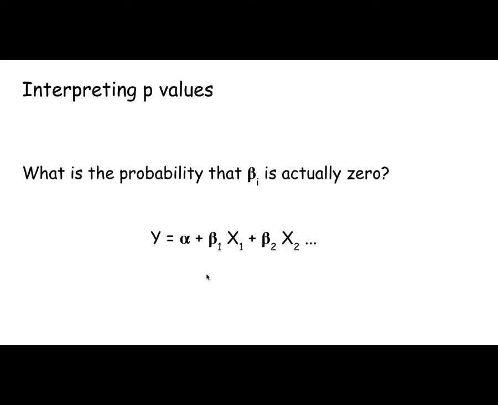And the probability, the p-values that you're getting, are telling you what's the probability that this beta is actually 0. So regardless of how much this changes, if this is 0, it has no influence on Y. So what's the probability that this really is 0 and has no influence on Y.